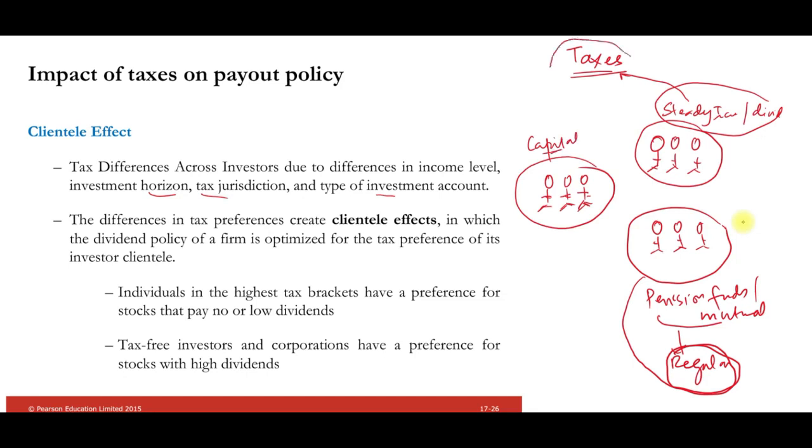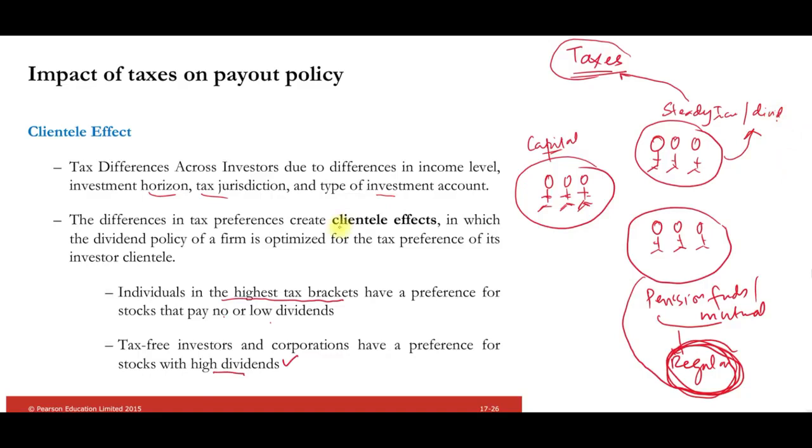So as you can see, when there are taxes, we can see different portfolios of people with different investment objectives, right? Some people want steady dividend income, so tax has not really a big effect on them. The mutual funds and pension funds also pay regular cash flows to the account holders, so tax is not a big deal for them. But small investors, of course they would love to have less dividend. Individuals in the high tax brackets have a preference for stocks that pay no or low dividends, and tax-free investors and corporations have a preference for stocks with high dividends. And when there are no taxes, of course everybody would love to have dividends.